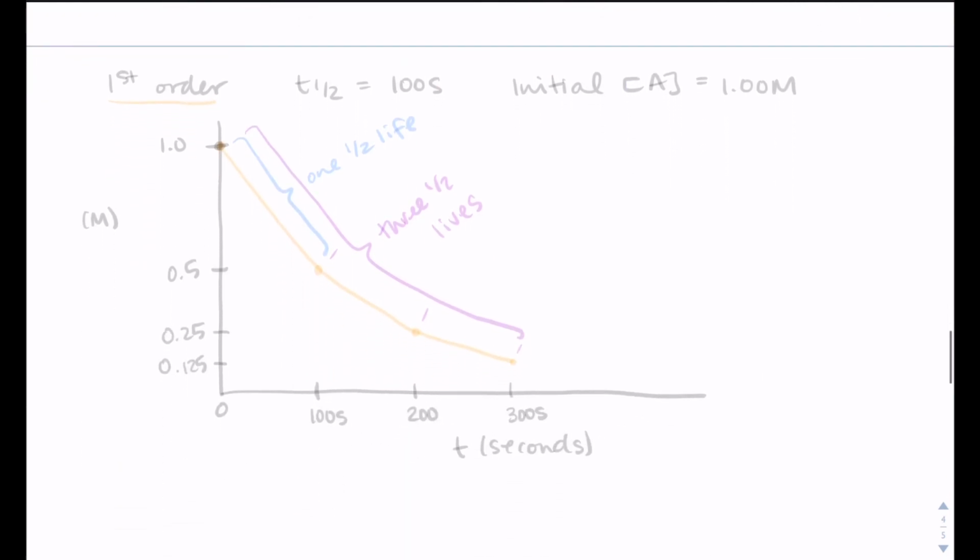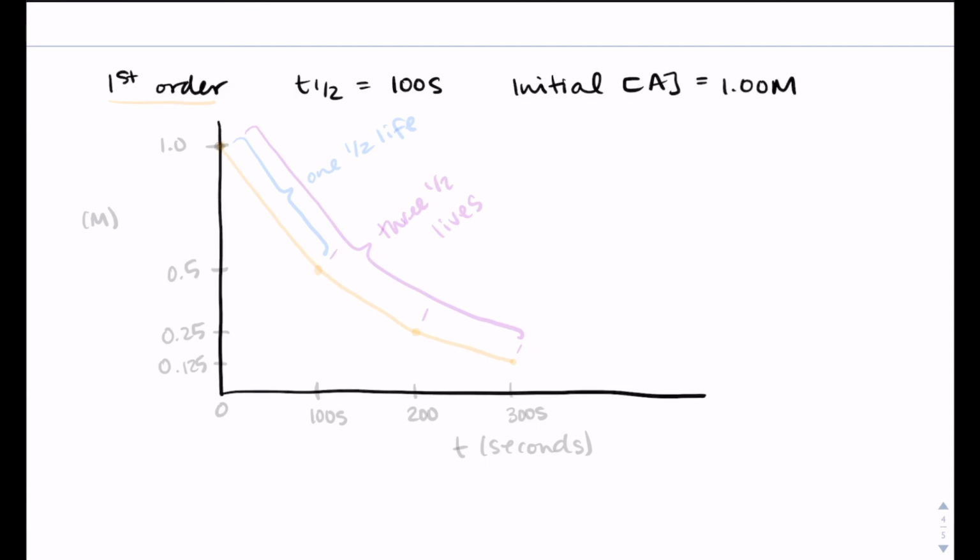I'm always happy to talk about half-lives and medications especially, or things like caffeine or ethanol, and how that affects the way that our bodies react to them.